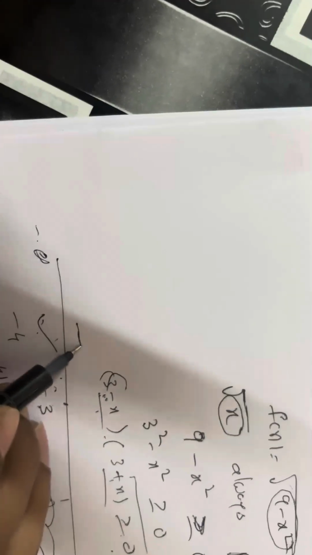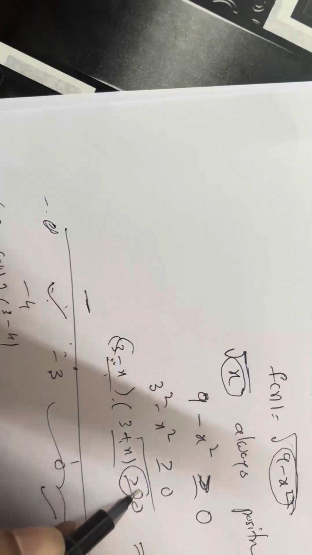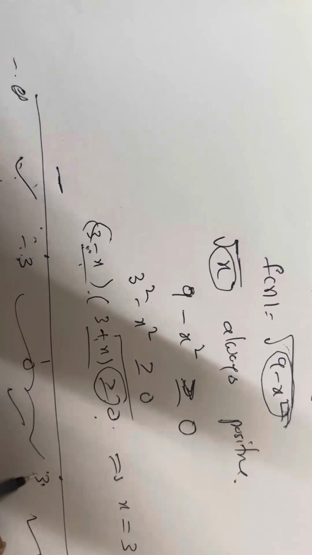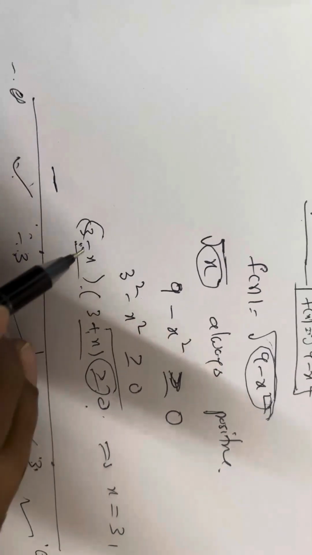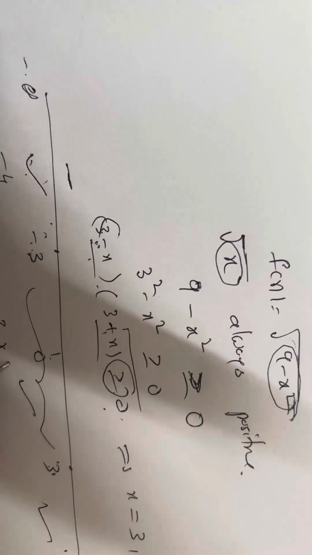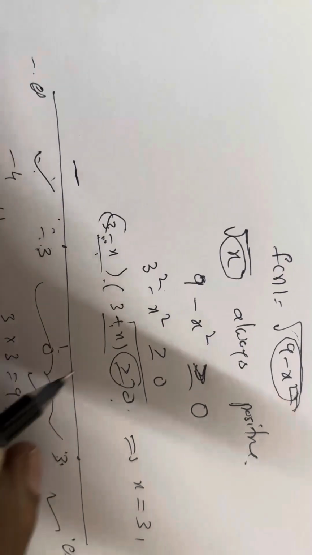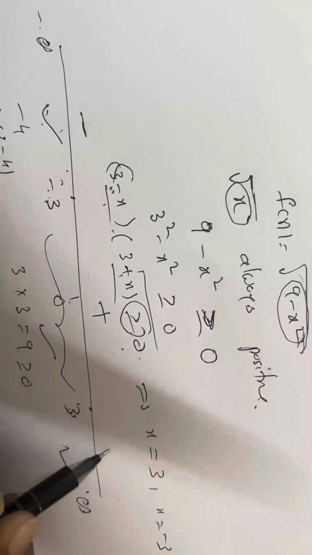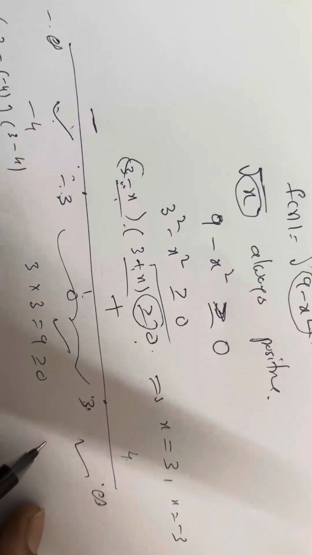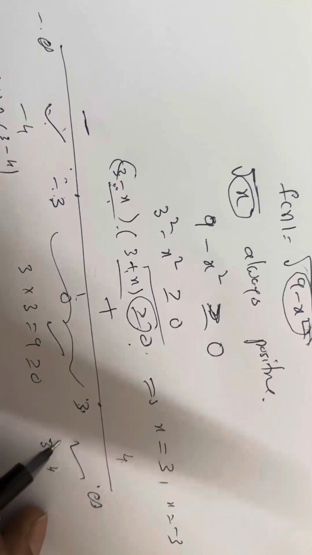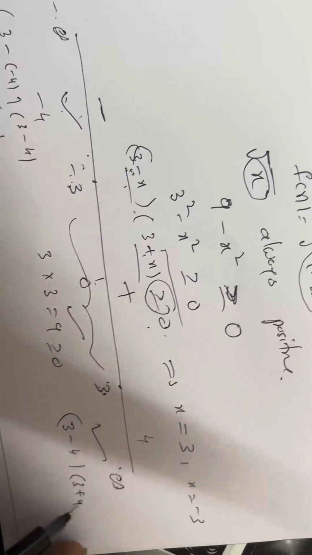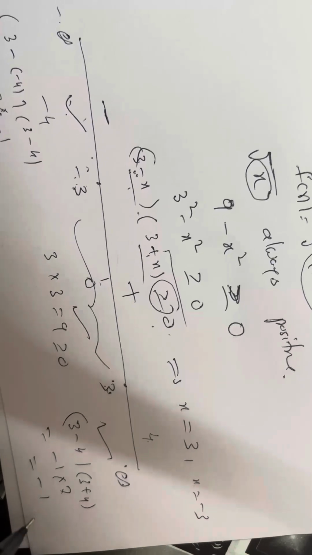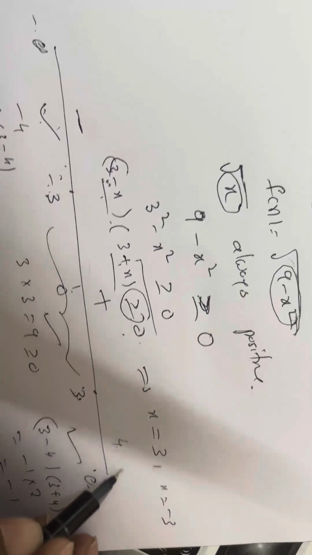So this is negative, but we need the condition greater than or equal to 0, that means a positive value. So substitute some value between minus 3 and 3. If you substitute 0, it is 3 into 3, which is equal to 9, which is greater than or equal to 0. So this is positive. And from 3 to infinity, take one value, say 4, and substitute it here. 3 minus 4 into 3 plus 4 is equal to minus 1 into 7, which is minus 7. Again it is negative. So this region is not valid.